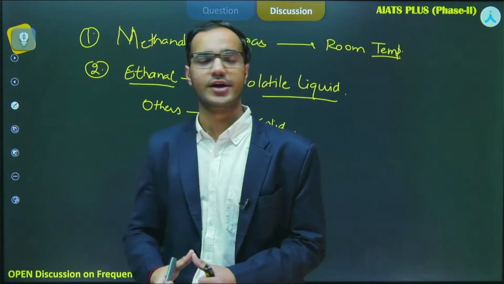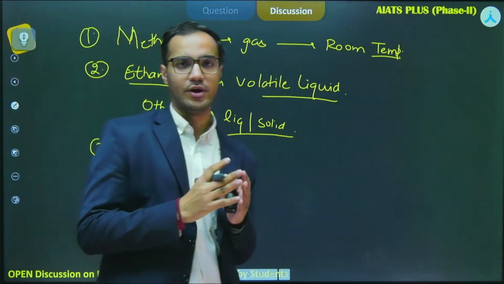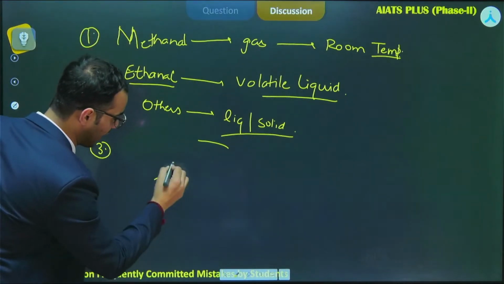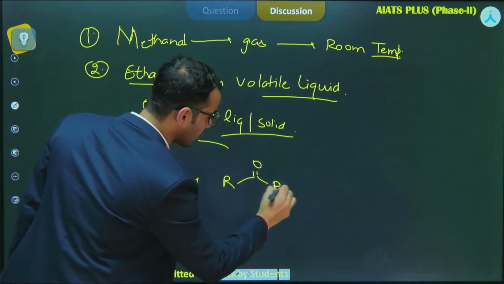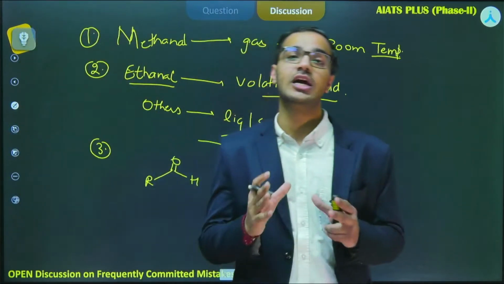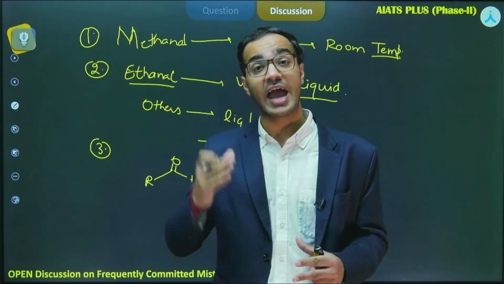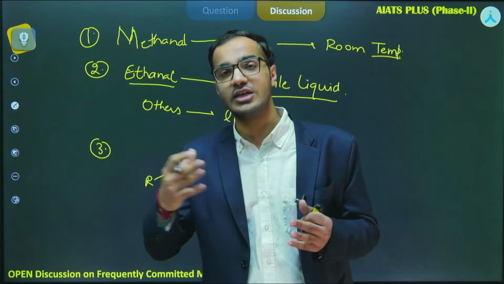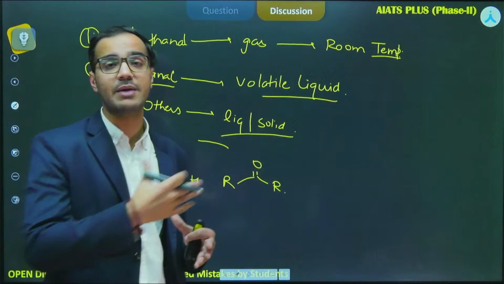Moving to the next point: if we are dealing with the boiling point of aldehydes and ketones, say you are having an aldehyde or a ketone, you can clearly see that there is a polar bond in them. If there is a polar bond, there will be dipole-dipole interaction. With dipole-dipole interaction, they have a higher boiling point as compared to hydrocarbons or ethers of comparable molecular mass.